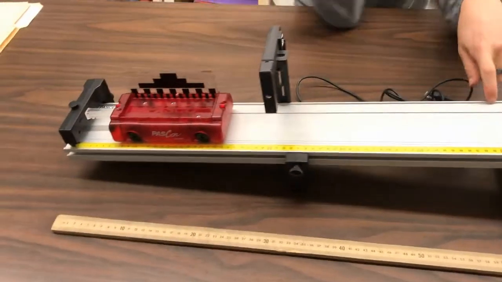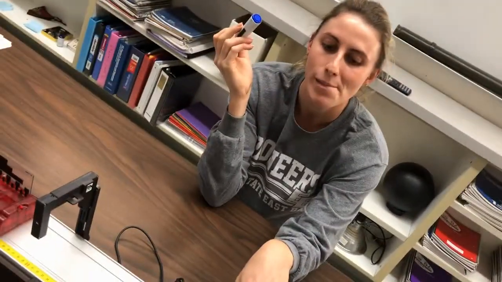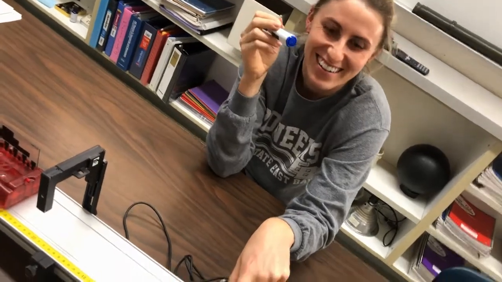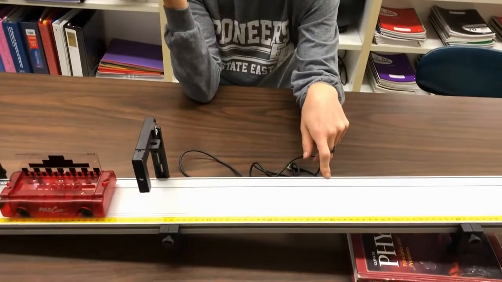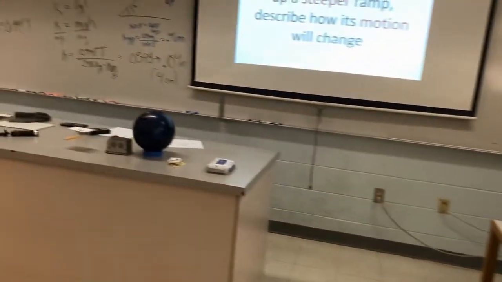So why didn't it go all the way up? Friction, right? It's not a perfect system here. It's not frictionless, not perfect, not real. But our prediction was pretty close.